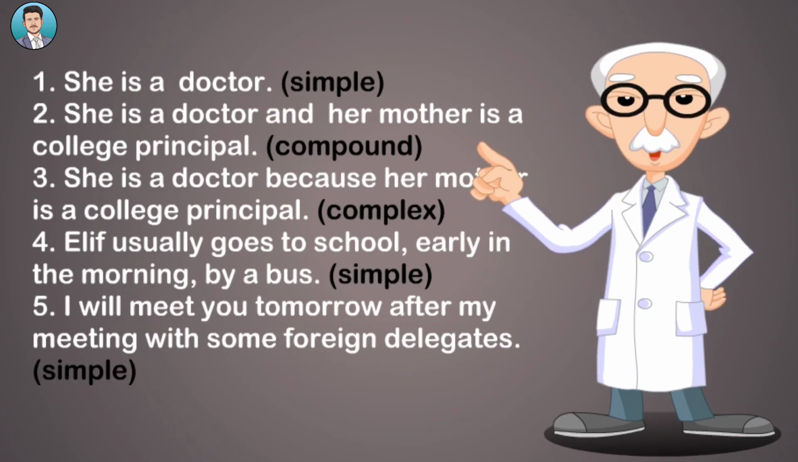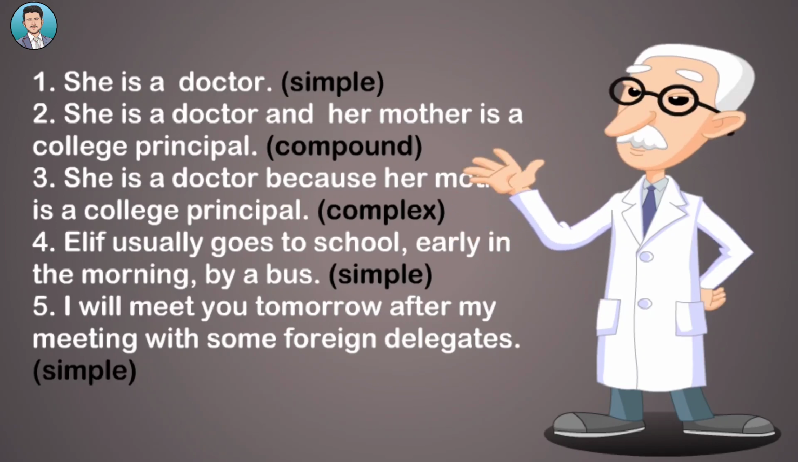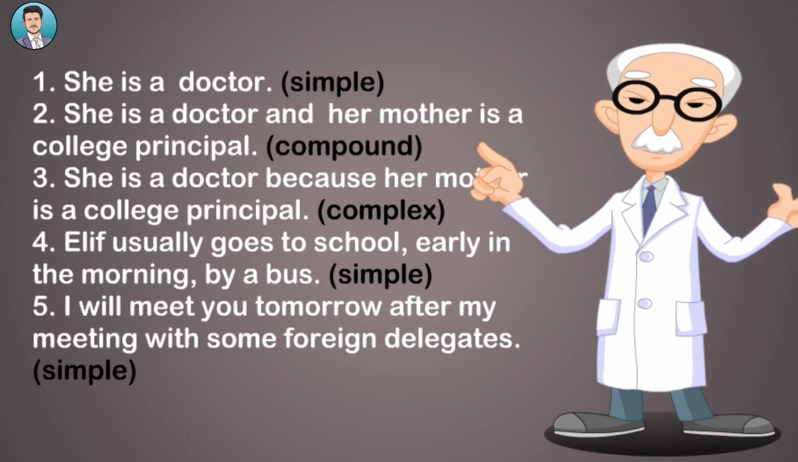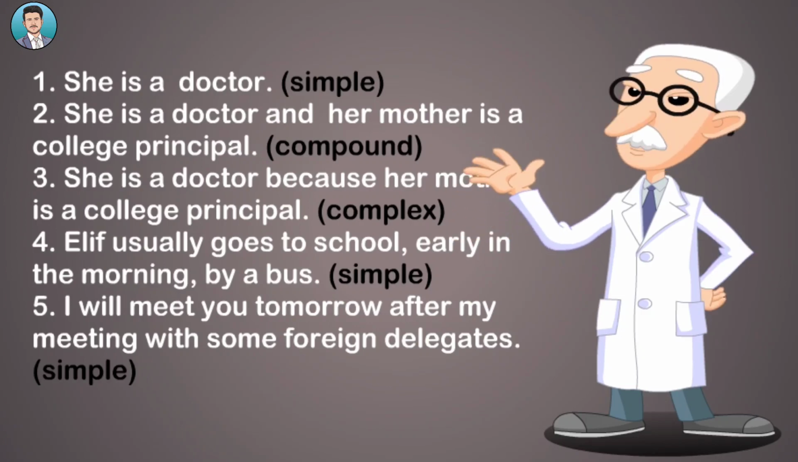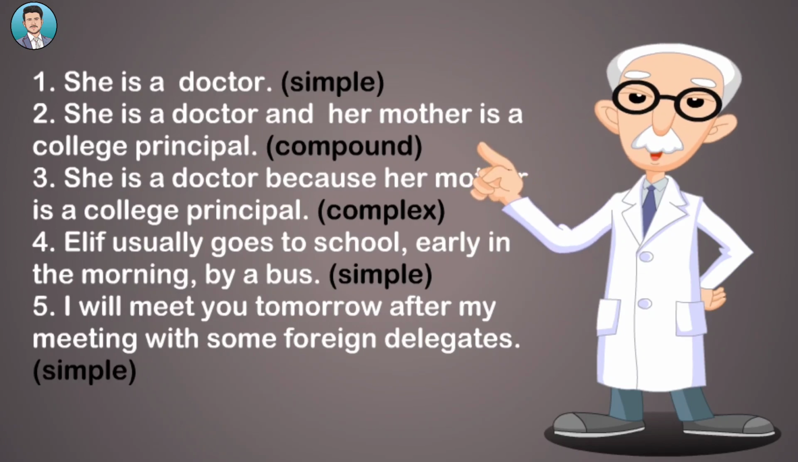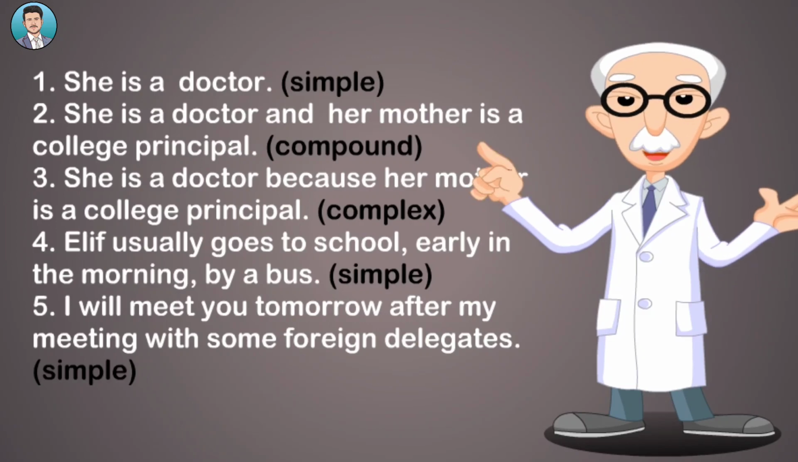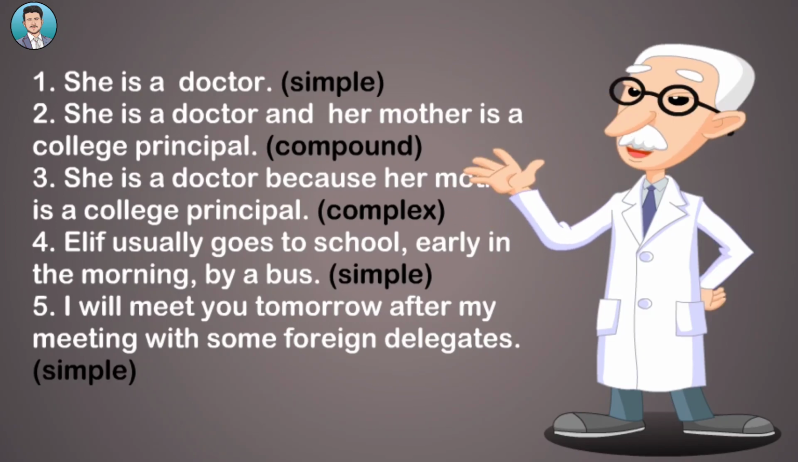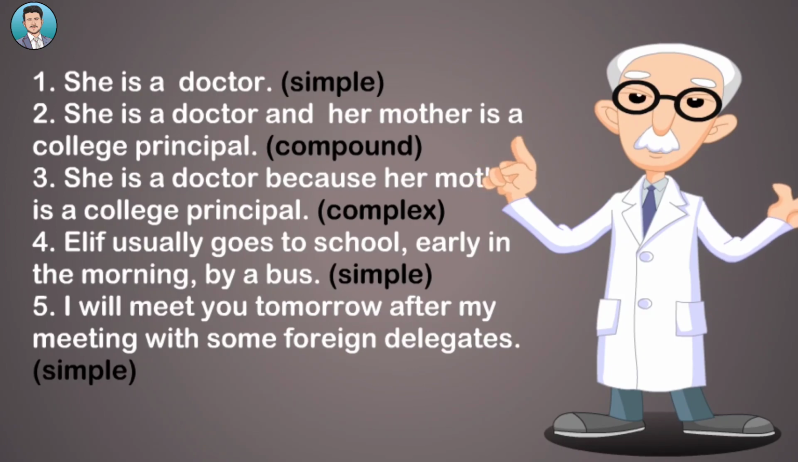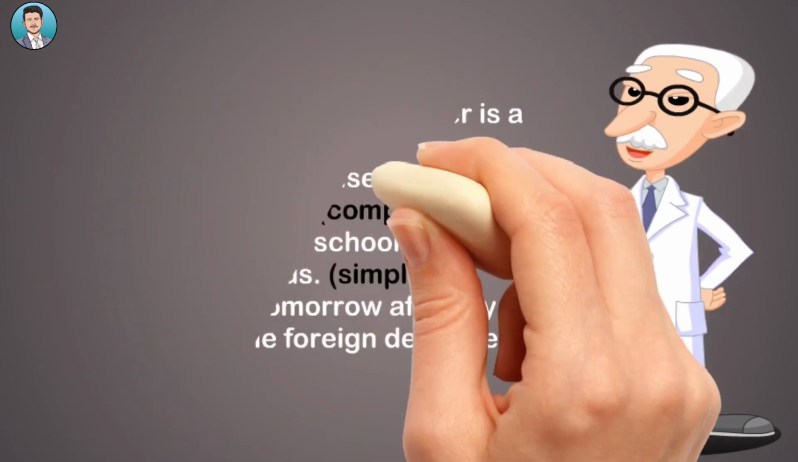Coordinating conjunctions are FANBOYS: for, and, nor, but, or, yet, and so are the coordinating conjunctions, whereas the list of subordinating conjunctions is very long. Our next videos would be about the coordinating conjunctions and then on subordinating conjunctions. So stay tuned, check out our videos.